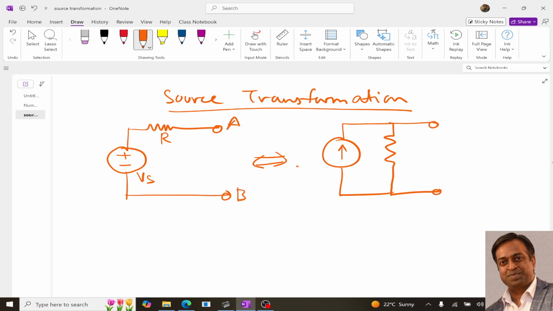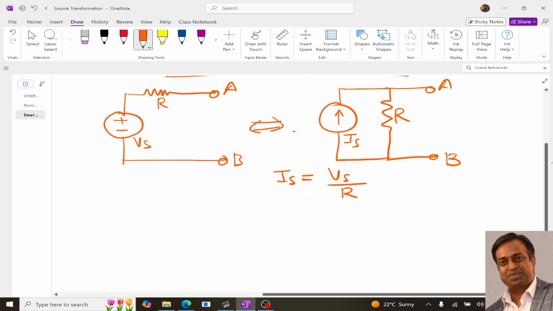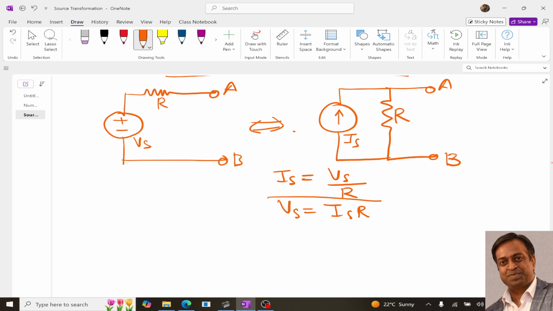In parallel with the resistance. This resistance value will be the same as this one, right? Whereas for the current Is, the relation is Is equals Vs upon R. Or simply, the relation between Vs and Is is Vs equals Is into R. Using this, we can convert any current source in parallel with a resistance to a voltage source in series with the resistance, or vice versa. And this is valid also for a dependent source.